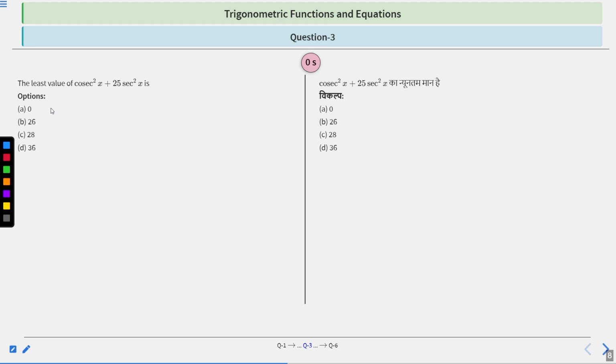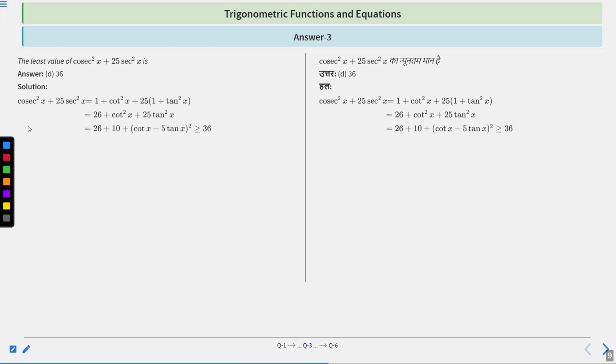Okay, let's move to the solution part. See, cosec square x plus 25 sec square x can be written as 1 plus cot square x, since cosec square x can be written as 1 plus cot square x, plus 25 into sec square x, which can be written as 1 plus tan square x, right? Now, further simplifying this, you will get 26 plus cot square x plus 25 tan square x, right?